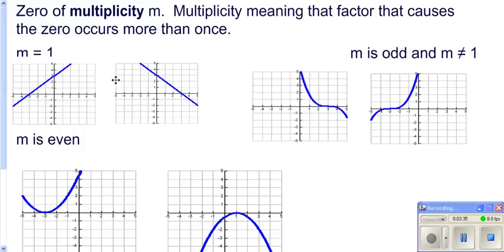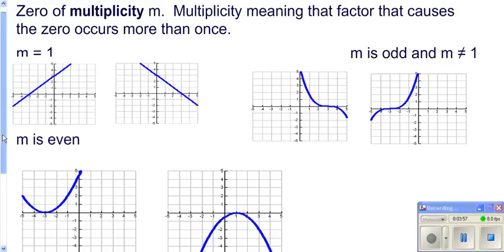Here we're talking about multiplicities. That's basically how often does that 0 show up in our problem. If it shows up once, it's more or less going to be crossing your x-axis as a straight line. Your whole function may not be straight, but how it's crossing your x-axis is going to be like a straight line.